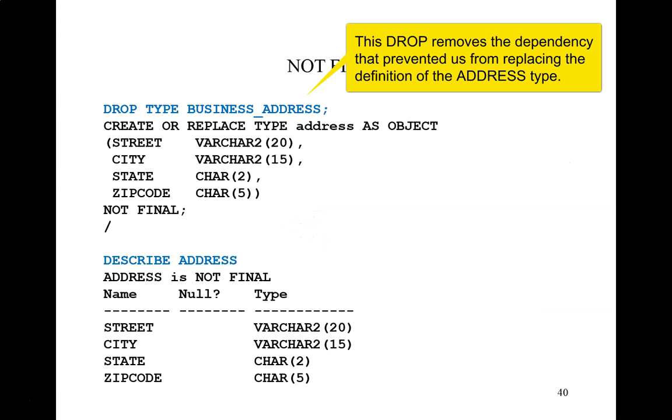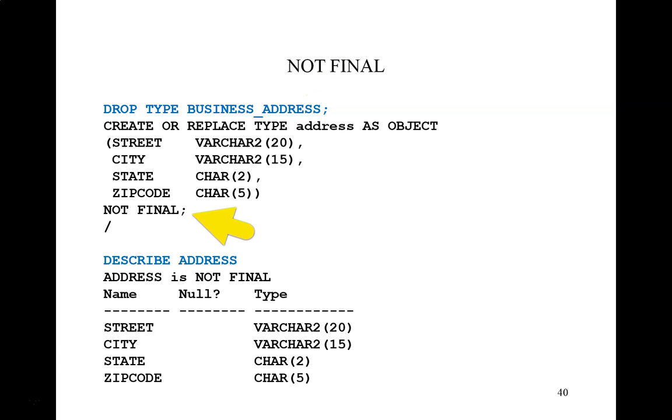What we need to do is to first drop the subtype. So we drop type business address, then we go and create a new definition of address using the not final. When we specify not final, this will allow us to create subtypes. So now when we need to describe address, everything looks the same as before, except it does announce that address is not final.